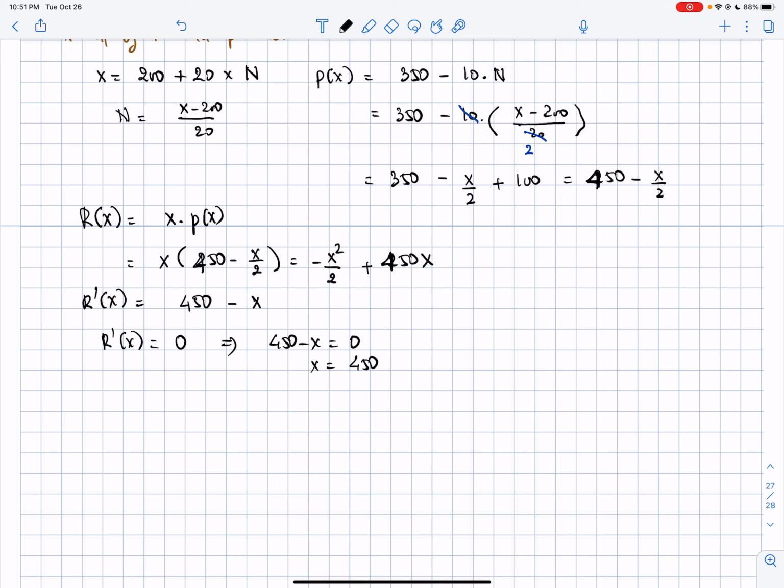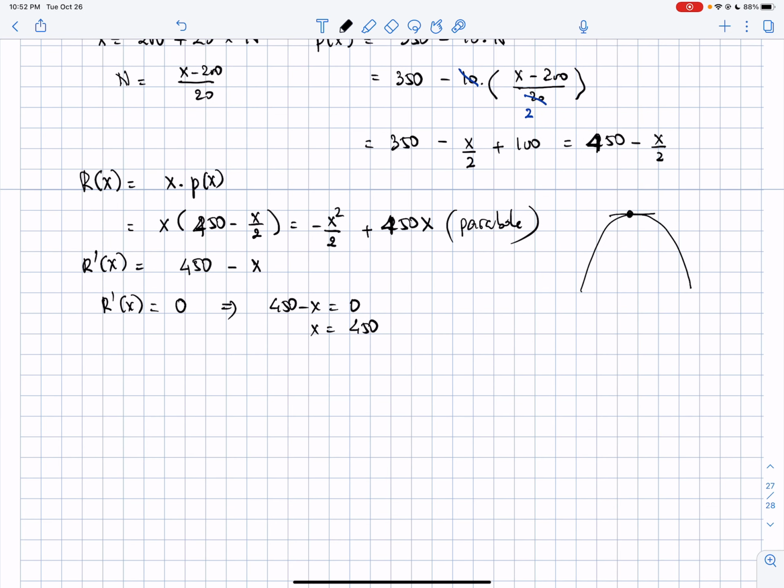We know that this point will be the maximum because think about this. R of x is a parabola, and this parabola opens downward. So the local maximum will be the absolute maximum also. We'll only have one point, by the way. So this will be the absolute max.